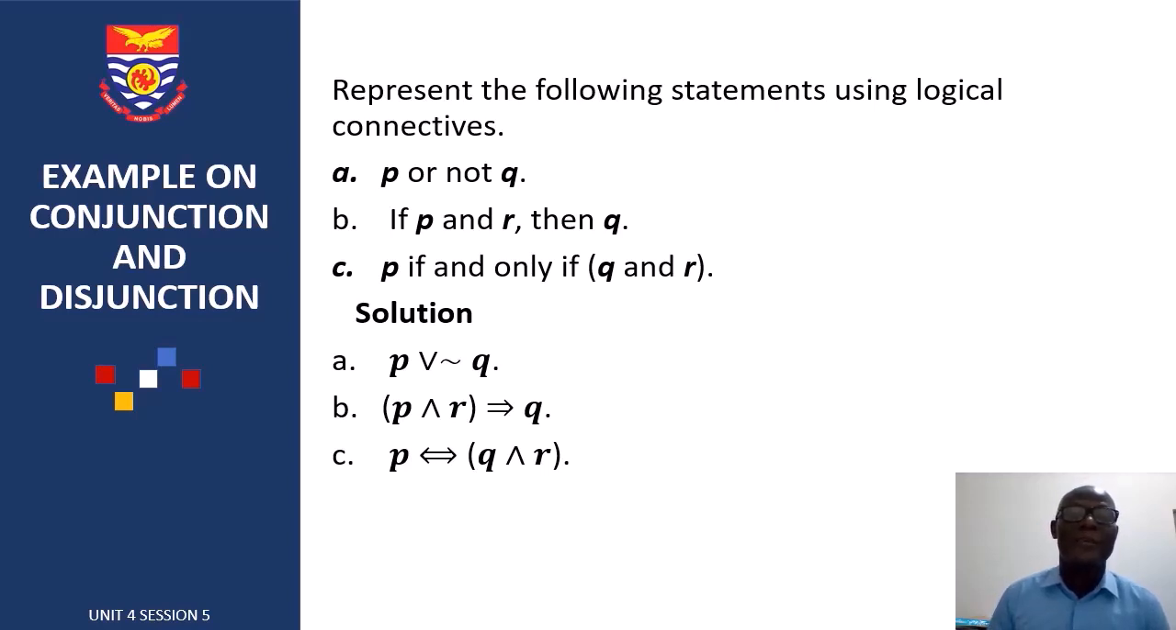B, since P and R, that is a conjunction, we use the conjunction sign, P conjunction R, which implies Q. And C, you have P if and only if, so we use the equivalent sign, P if and only if, or P is equivalent to Q conjunction R.